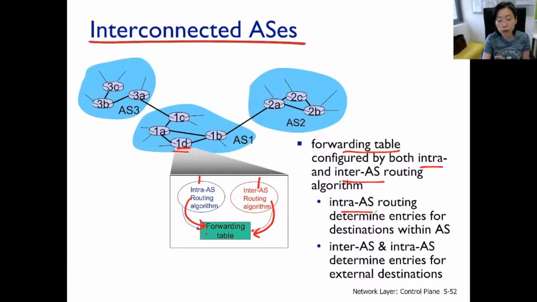The intra-AS routing determines the entries for destinations within the AS. And inter-AS determines entries for the external destinations. To be precise, the inter-AS determines which gateway router you should be passing the data to. But intra-AS will also be telling 1D the right way to go to that particular gateway router. So you see here the interplay of inter-AS and intra-AS routing for packets going outside of the AS.